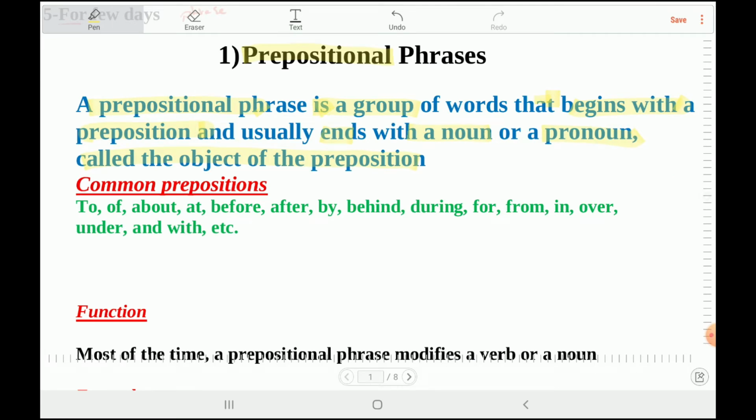طب ايه مستر prepositions؟ اهم to, of, about, at, from, before, after, by, behind, during, for, in, over, under, and, with, etc. طب اعمل ايه؟ Just google them. اكتب prepositions، ما تحفظهمش، just look at them frequently. طب ايه اهميتهم؟ Use them in your sentences. استخدم prepositional phrase in your sentence. Use it in your sentence. Write a sentence with a prepositional phrase.